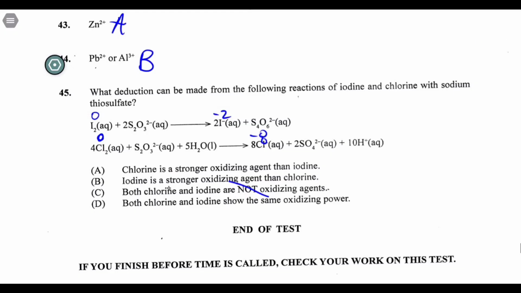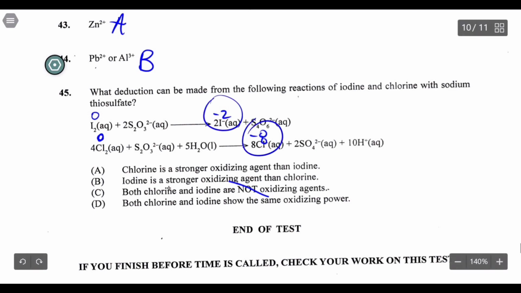Both chlorine and iodine show the same oxidizing power. No, because this is -2 and this is -8. No, iodine is a stronger oxidizing agent than chlorine. No, this is -2 and this is -8, and 8 is a bigger number, so I think not. No, chlorine is a stronger oxidizing agent than iodine, and yeah, I think this is fair, mainly because this went to -8 versus this going to -2.